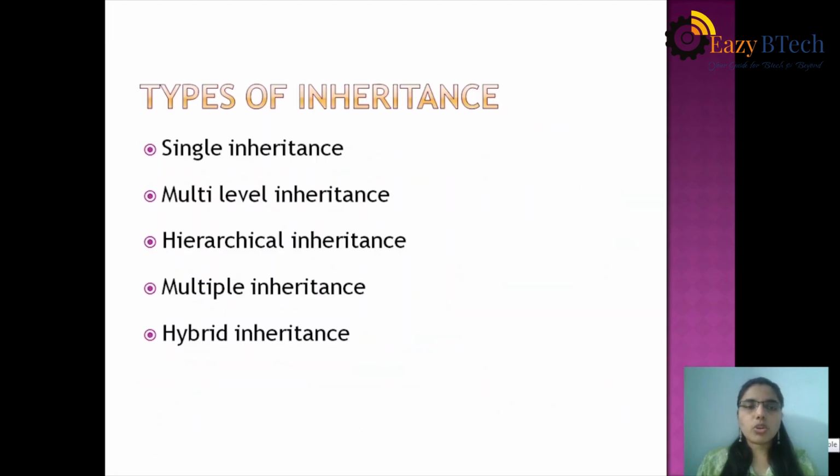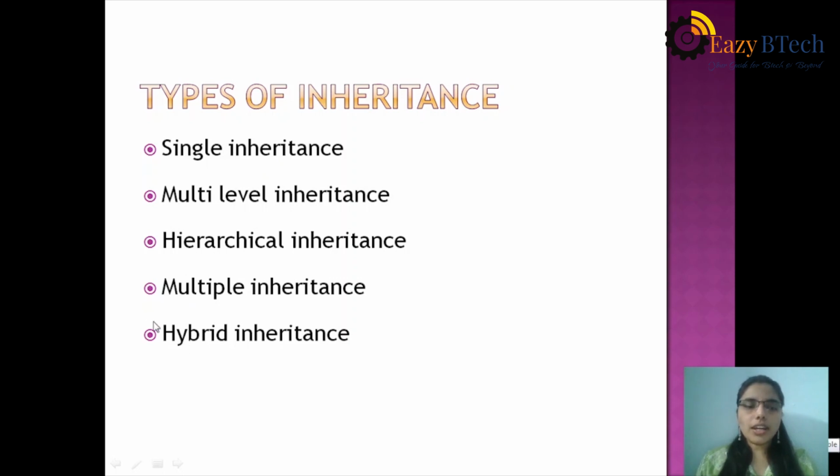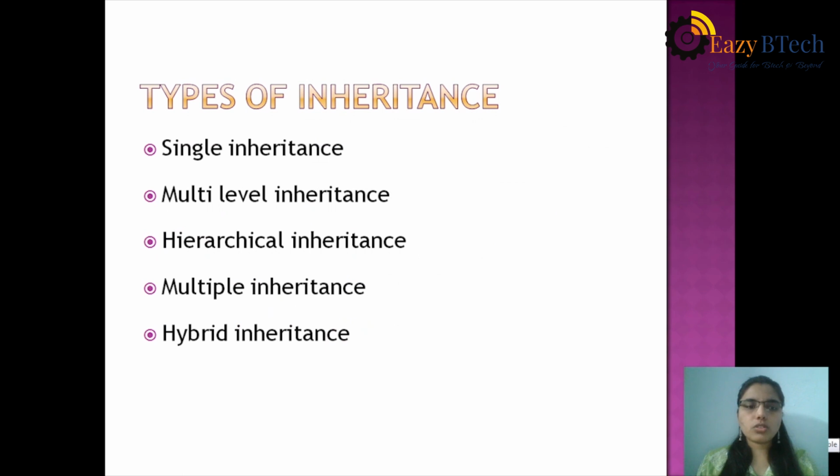So, what are the types of inheritance? There are 5 types of inheritance: single inheritance, multi-level inheritance, hierarchical inheritance, multiple inheritance, and hybrid inheritance. But in Java, there are 4: single, multi-level, hierarchical, and hybrid. Java doesn't support multiple inheritance, but Python supports multiple inheritance, because Python solves the ambiguity problem.